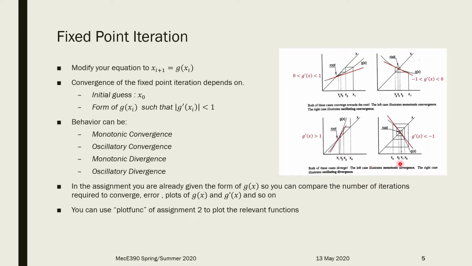In the assignment, you're already given the form of g of x, so you don't have to worry about it. But you need to compare the performance of each form. So you can do this in a number of ways. You can compare the number of iterations required to converge, if it converges. You can compare the error and how it changes. You can compare them by plotting g of x and g prime of x and state how these parameters are affecting your convergence for each form. You can also rely on the plot function, which you used for assignment 2 to plot any relevant function. You don't have to write a new code for plotting the functions.